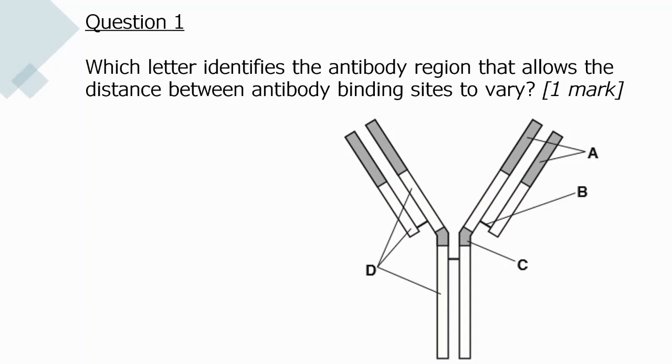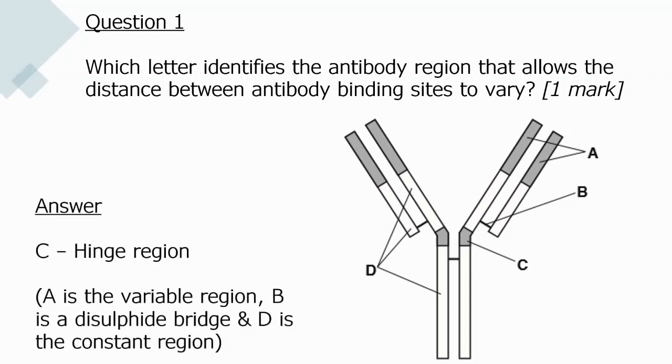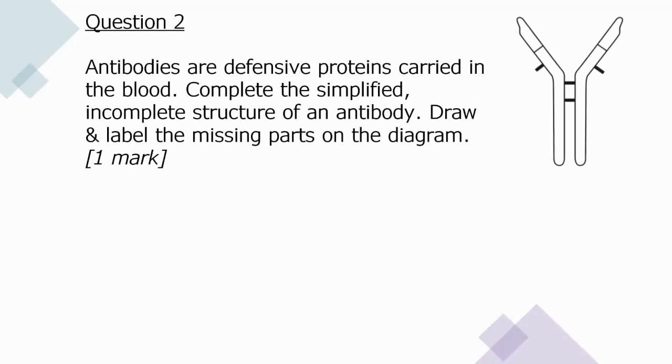So we know that the antibody consists of a constant region, a variable region, and a hinge region. So if you remember back to the other slide, it's the hinge region which allows the distance between antibody binding sites to vary. So the hinge region allows flexibility, and the hinge region is where the letter C is pointing to. And so therefore our answer is C. So we can identify that A is the variable region, B is the disulfide bridge, and D is the constant region.